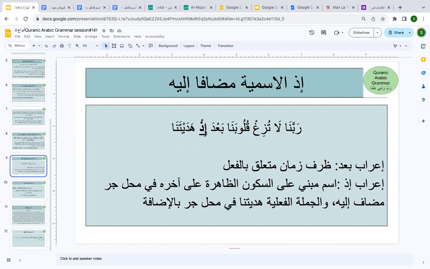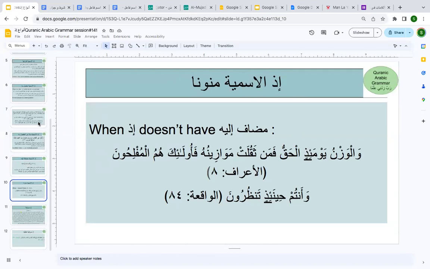Easy so far? Now comes an idh that becomes idhin. Sometimes you will see idh as idhin. So what happens here? Wal waznu yawma idhin haqq. No mudaf ilayhi, so it's going to be heavy. It's going to be with tanween. Okay, its mudaf ilayhi is missing.